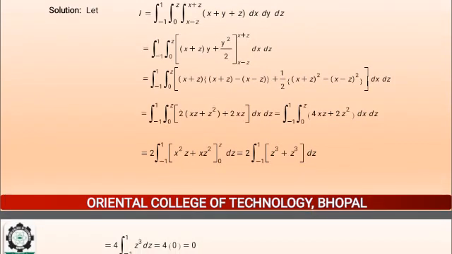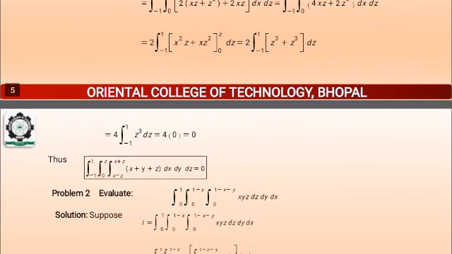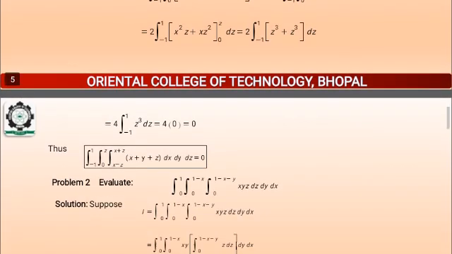After solving this, we get twice the integration from minus 1 to 1 of (z cube plus z cube) dz, and lastly integrating with respect to z, we have 0. Then the value of this triple integration is 0.